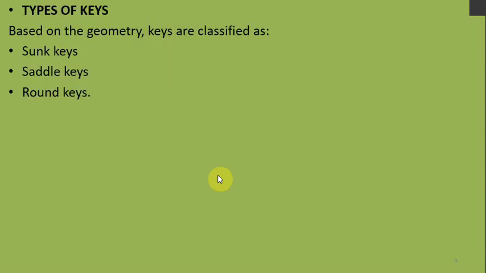Now we will see the different types of keys. Based on geometry, keys are classified as sunk key, saddle key and round key. We will see what these different kinds of key are. Anyway, we will mainly be focusing on the sunk key only.